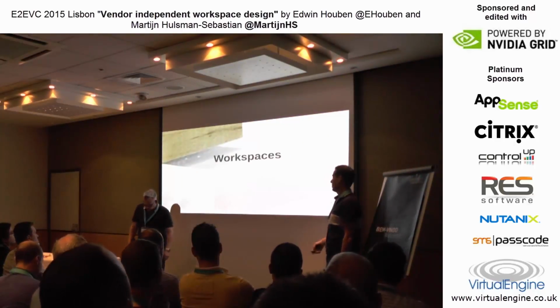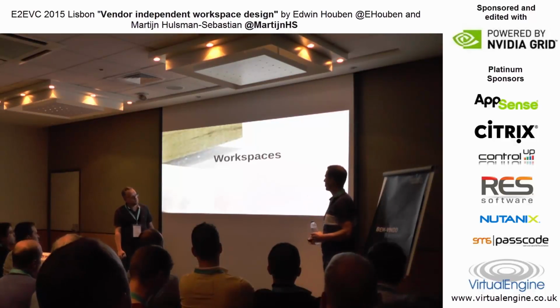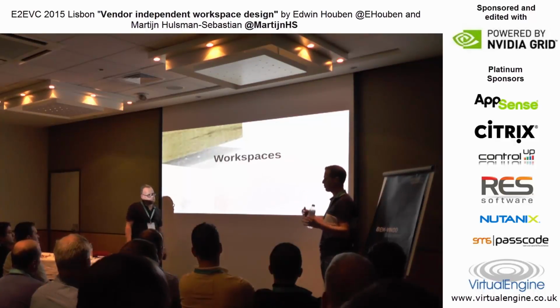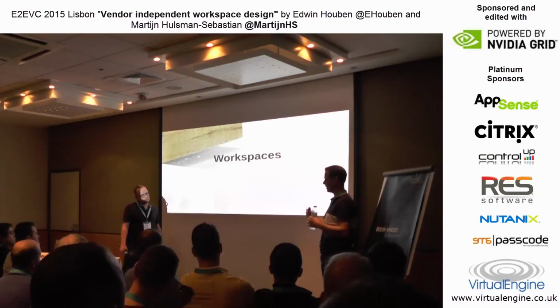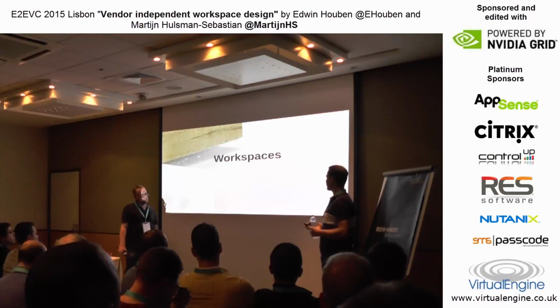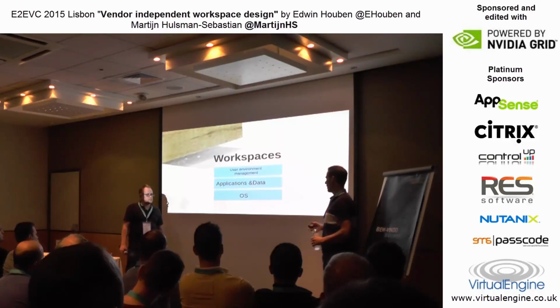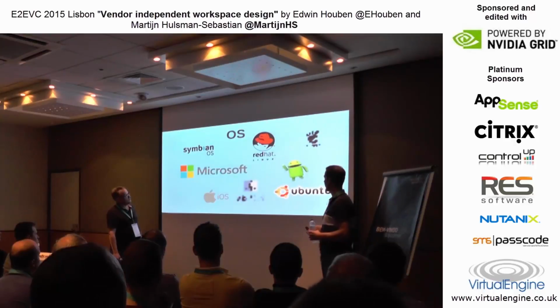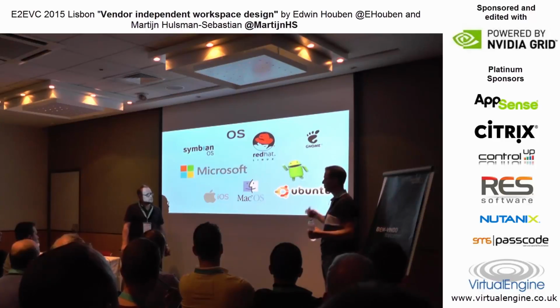So the next one, workspaces. I missed the desktop. What do we see as a workspace? A workspace is basically, in our point of view, in a decoupled sense, a software-defined workspace: the OS with apps and data and settings. So basically, it consists of an OS, applications and data, and user environment. On the OS, we have a lot of choices: Symbian, Microsoft, Mac OS, iOS, Ubuntu.